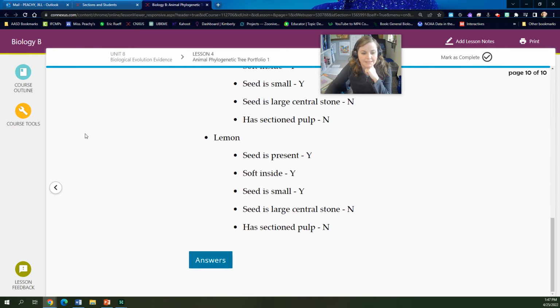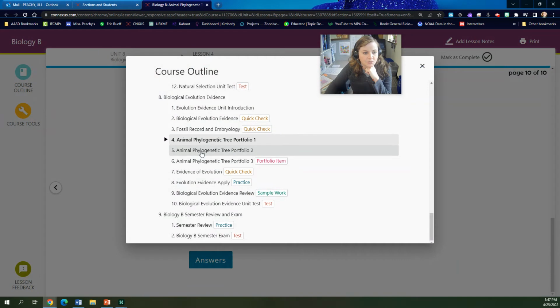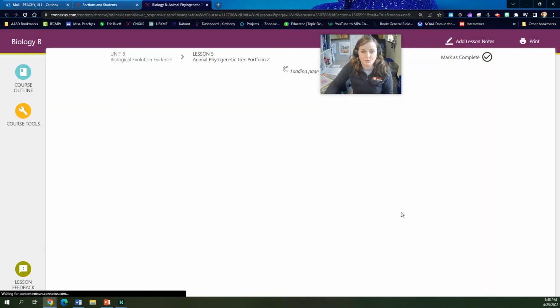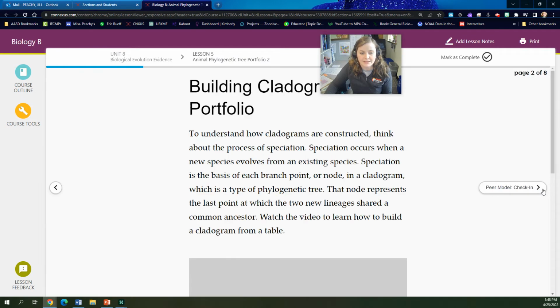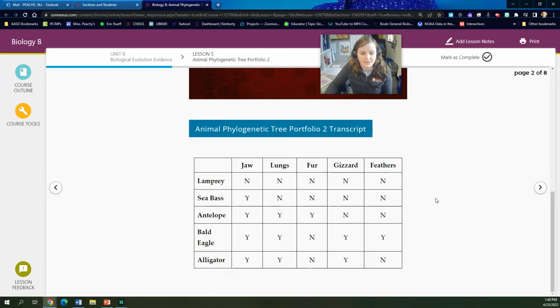I just give you more practice with this, and then we are moving on to lesson 5, which is portfolio 2. So essentially, you're going to be getting some more practice with cladograms as you go through how to read the cladograms and how to make the cladograms. You're going to watch a video on them.